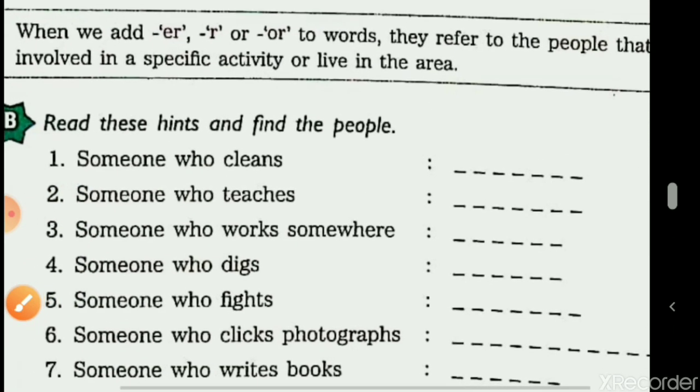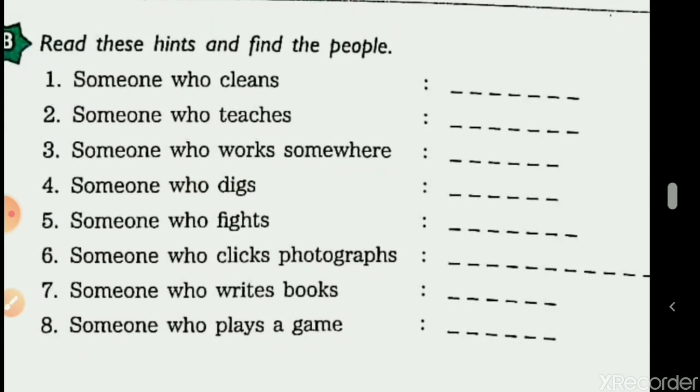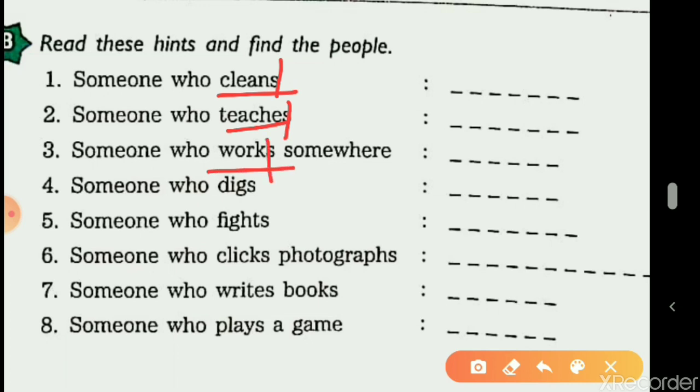Let's revise children. Read the sentence and find the people. Someone who cleans, cleaner. You need to remove the S and add ER. Second, someone who teaches, teacher. आपको TEACHES में S को रिमूव करना है और क्या लगाना है? R. So someone who teaches is a teacher. Someone who works somewhere is a worker. In this you need to add ER, in this you need to add R, and this you need to add ER.